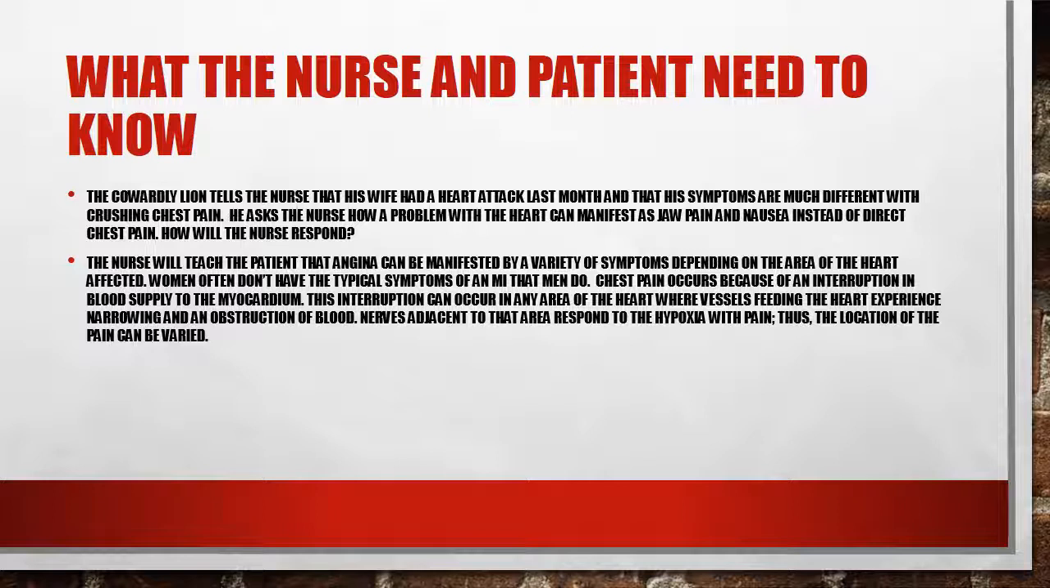Well, as we have talked, we can have different symptoms. The nurse will teach the patient that angina can be manifested by a variety of symptoms depending on the area of the heart that is affected. Women often don't have the typical symptoms of an MI that men do. Chest pain occurs because of an interruption in blood supply to the myocardium, or the heart muscle. This interruption can occur in any area of the heart where vessels feeding the heart experience narrowing and obstruction of blood flow. The nerves adjacent to that area respond to the hypoxia with pain, thus the location of the pain can vary.